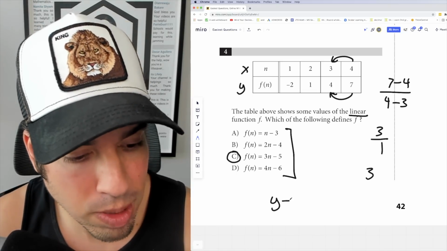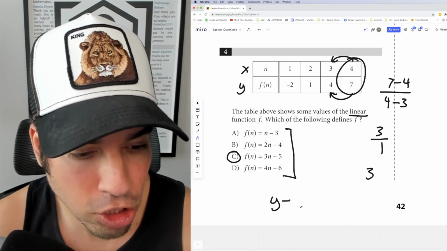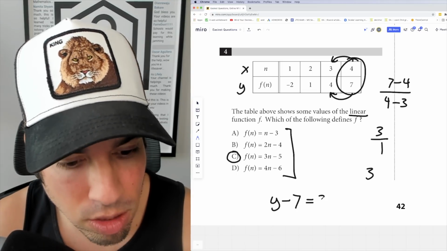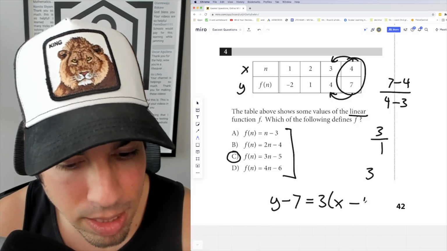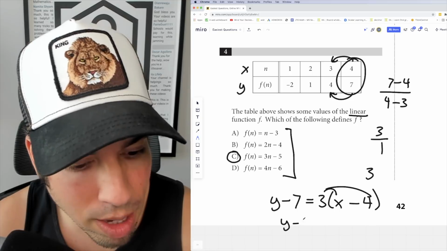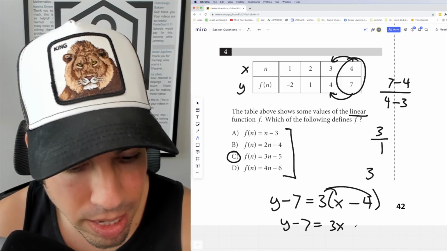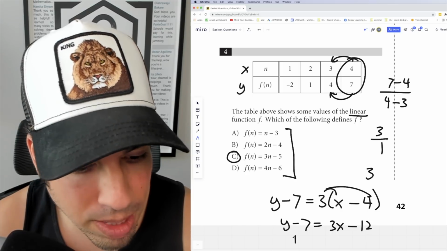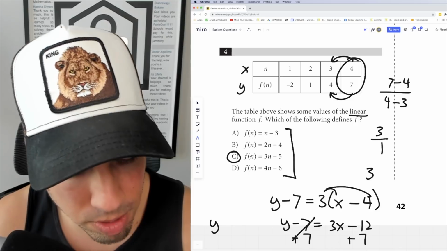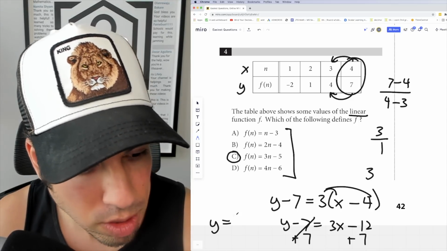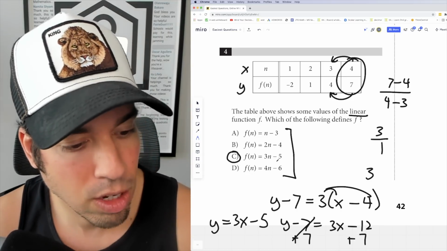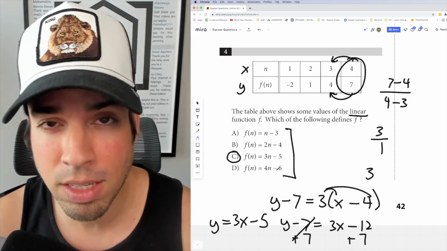So my point slope would be, I'm going to choose any coordinate. Why don't we just choose this one just for fun? So I'm going to say y minus 7, that y value, equals the slope times x minus 4, that corresponding x value. Then I'm going to distribute, y minus 7 equals 3x minus 12. Then I'm going to add 7 to both sides like so, and I get y, which is the same as the function of n, equals 3x, and the negative 12 plus 7 is negative 5. And there we have it, 3n minus 5. C is the winner. Done.